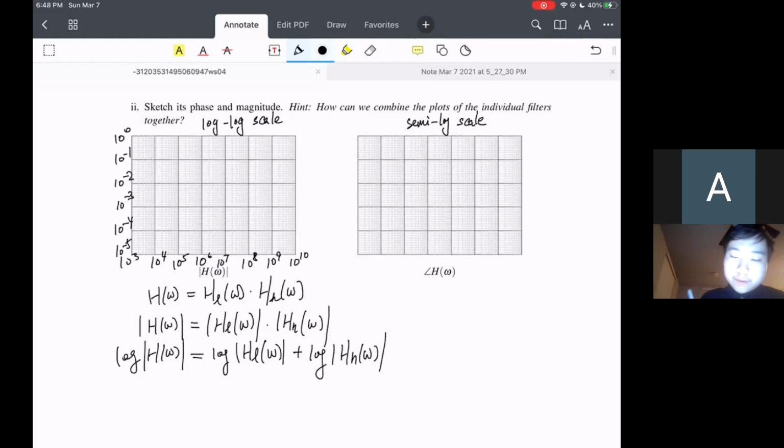Okay. This time around, we have two cutoff frequencies. This is for the high pass filter, and this is for the low pass filter. For the low pass filter, we know that it lets all signals with a low frequency pass through. So for the low pass filter, the magnitude plot is going to look like this.